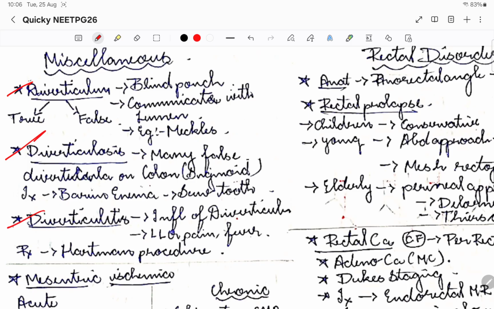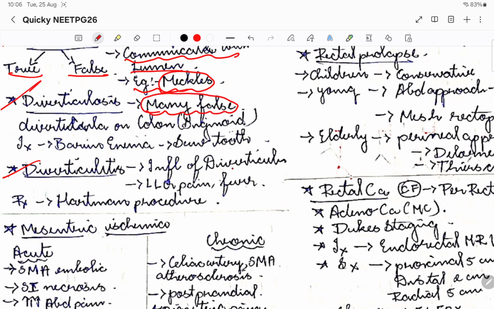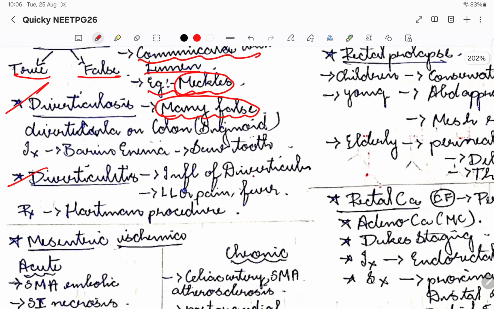Meaning diverticulum, we saw it, right, Meckel's diverticulum. So it is a blind pouch, okay, communicating with the lumen. So the best example is Meckel's, okay. So there are true and false diverticulums, okay. Then coming to diverticulosis, meaning there are many of these kind of diverticulums, okay. So it will be most commonly seen in sigmoid colon. How we investigate is through barium enema, okay. Sawtooth appearance will be there. This is diverticulosis. There are many diverticulums, so this is known as diverticulosis, okay.